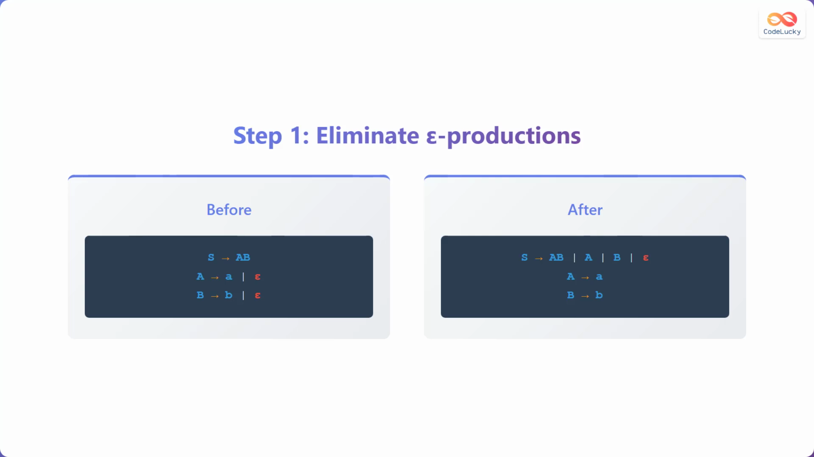Step 1 involves eliminating epsilon productions, also known as null productions. These are production rules in the form A derives epsilon, where A is a variable and epsilon represents an empty string. Let's look at an example. Before, we have the following productions. S derives AB, A derives a or epsilon, and B derives b or epsilon. After eliminating epsilon productions, we have S derives AB, A, B, or epsilon. A derives a, and B derives b.